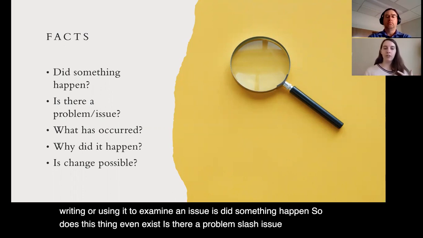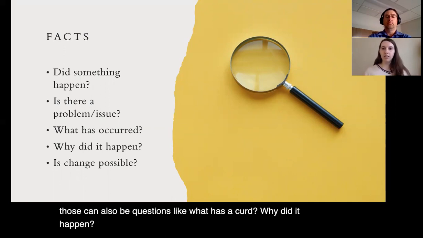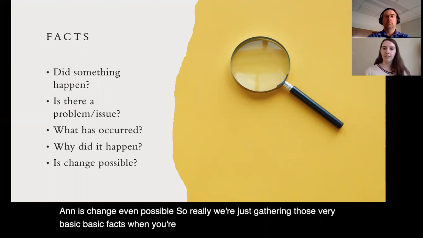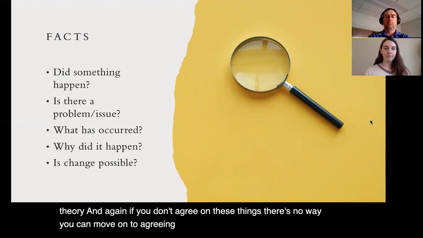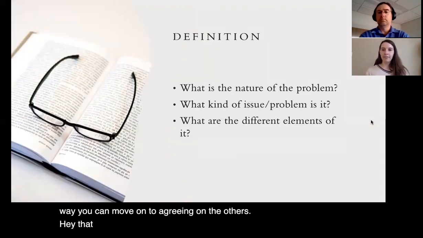Those can also be questions like, what has occurred? Why did it happen? And is change even possible? So really, we're just gathering those very basic facts when you're talking about the fact level of stasis theory. And again, if you don't agree on these things, there's no way you can move on to agreeing on the others. Okay. That next level is going to be definition.